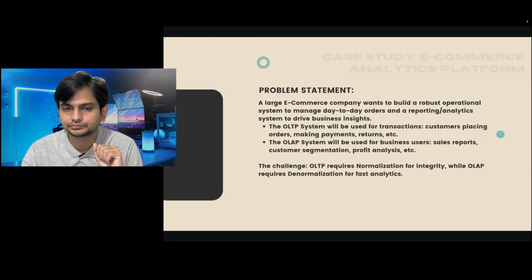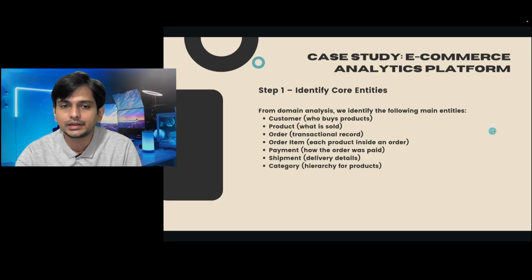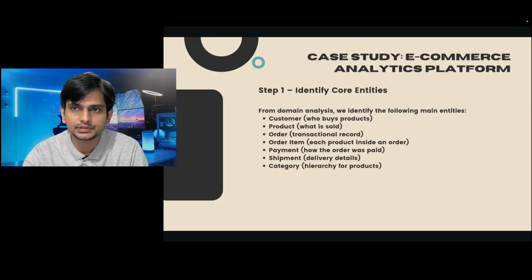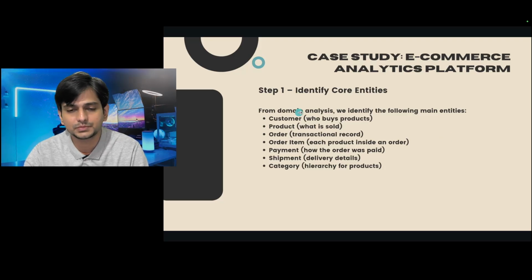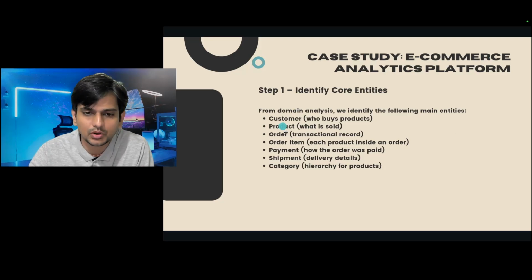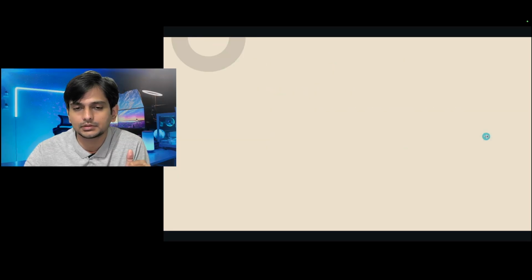You have to follow this. Step one is that you need to identify the core entities. What are entities? It's nothing but the number of tables that you might have. From the domain analysis, we identify the following main entities. As a domain expert in an e-commerce project, you can understand there will generally be a customer table, product, order item, payment, shipment, and category. These are the very common entities that we need to identify. This is the first step, where you identify these entities.